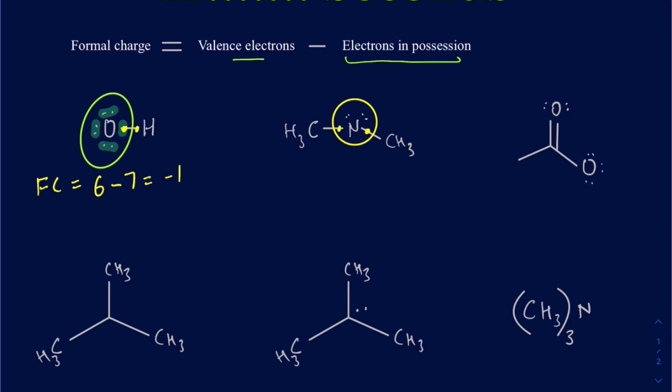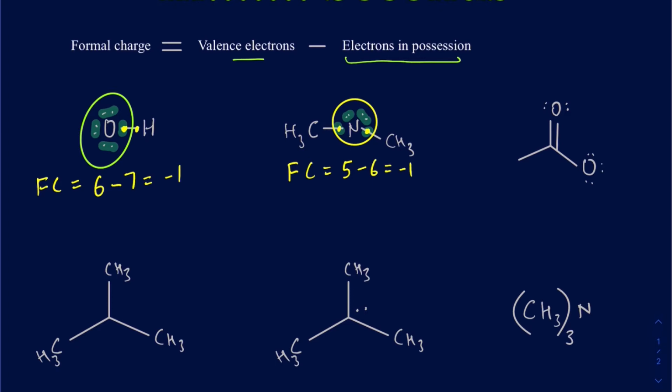So how many electrons do I have now? I've got 2 here, that's 4, and then I've got 1 from each of those bonds. So that's going to be a total of 6 electrons. And how many does nitrogen have? Well, nitrogen has 5 valence electrons. I have 6 in possession now, so it's going to be 5 minus 6. That's going to give you a -1 formal charge.